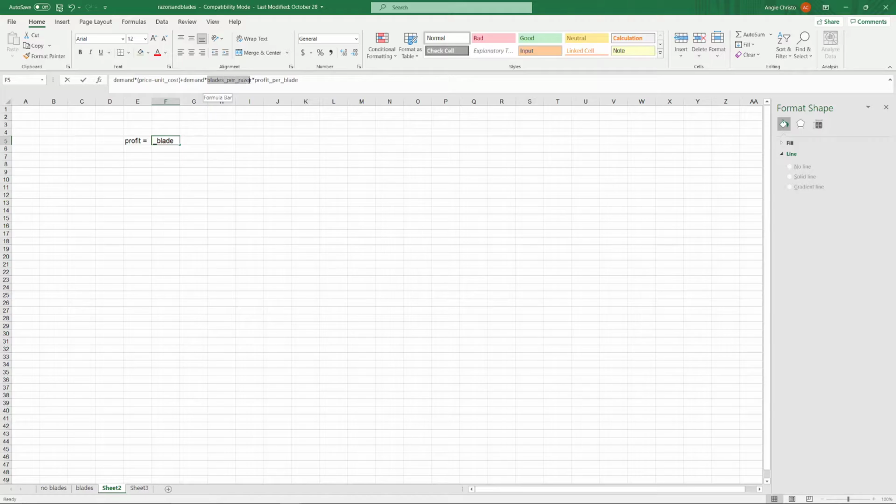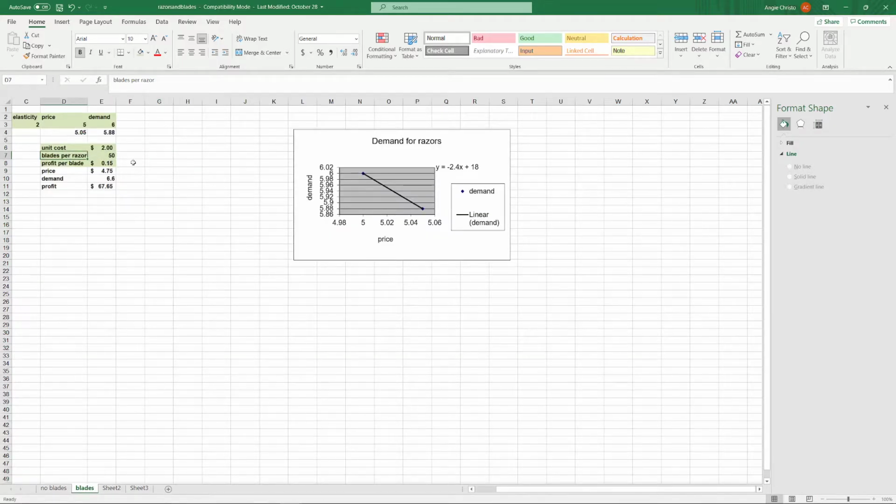So we could say, okay, let's say we have blades per razor and profit per blade, right? This is the additional information we have here. Blades per razor, 50, times the profit per blade, 15 cents. One times the other is the profit. So the profit from all the blade sales. All right. It's basically the same as this.